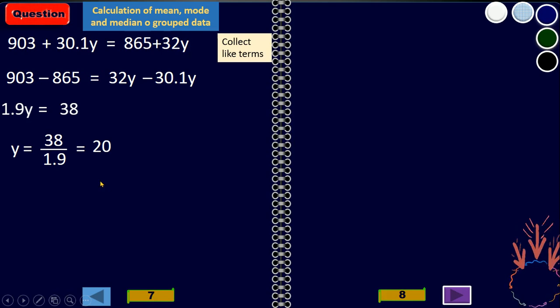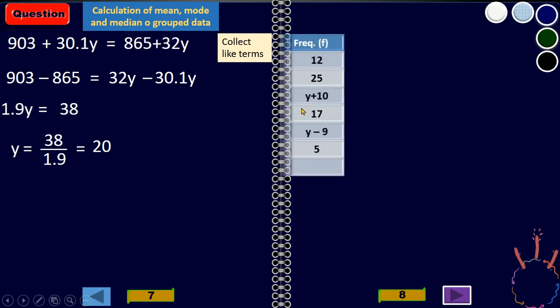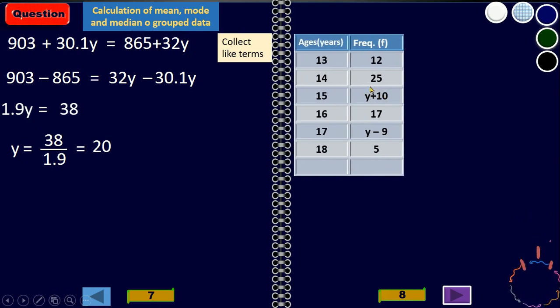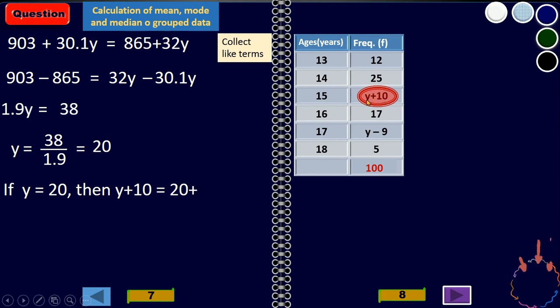Now that we have the value of y, we are going to bring up the table so that we can get the number that will be here exactly, and also the number that will be here exactly. So let's do that now. For this that's highlighted, if y is equal to 20, what will this give us? Of course, y plus 10 will give us 20 plus 10, and that will give us 30. So what we're supposed to have here is 30. So we replace that with 30.